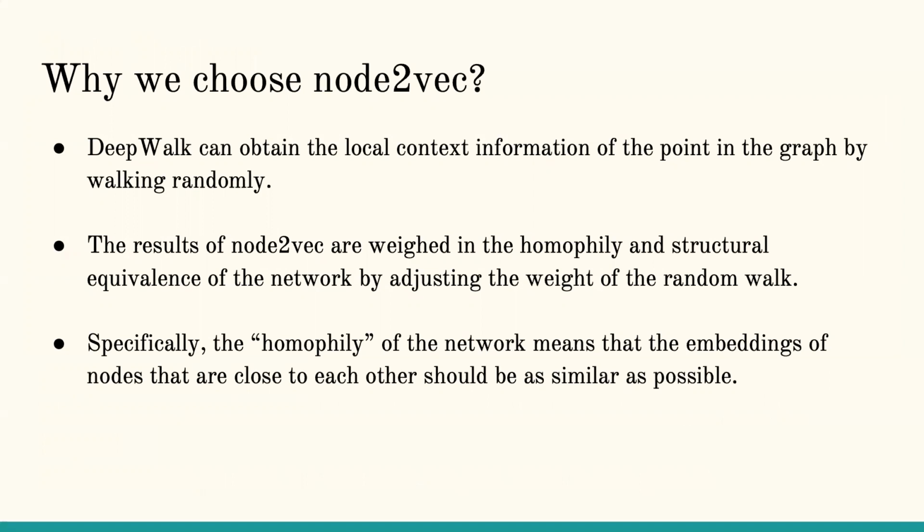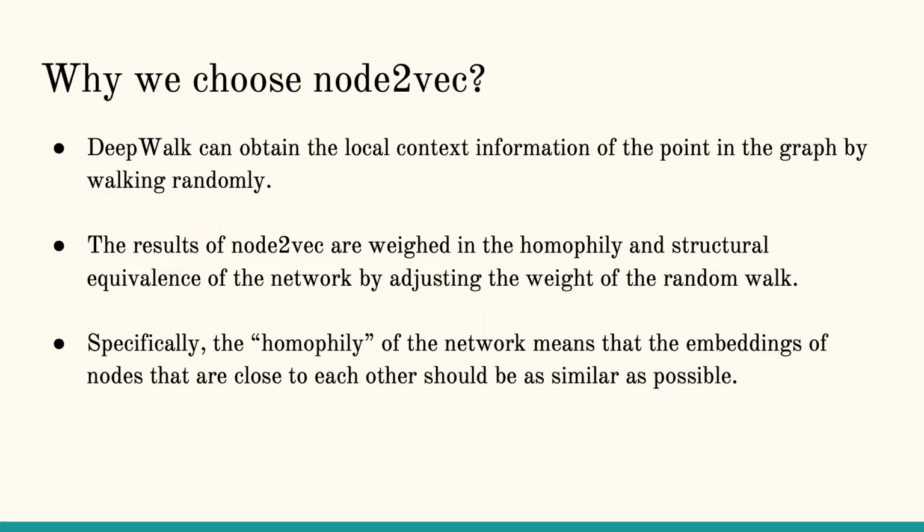The idea of embedding is to keep connected nodes close to each other in a vector space. In our case, the nodes can represent either a disease or a symptom, and the edges represent the relationships between nodes. The reason we chose node2vec is that it weighs the homophily and structural equivalence of the network by adjusting the weight of the random walk.